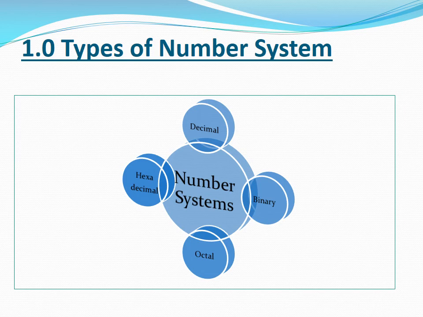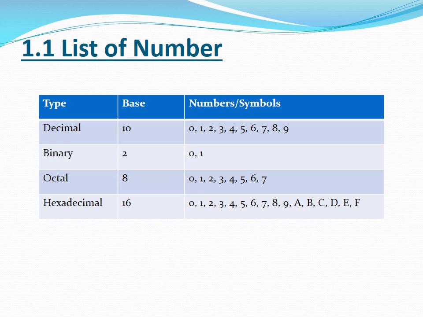The types of number systems. There are 4 types of number system, that is decimal, binary, octal and hexadecimal number system. Therefore, these are the different types of number system.